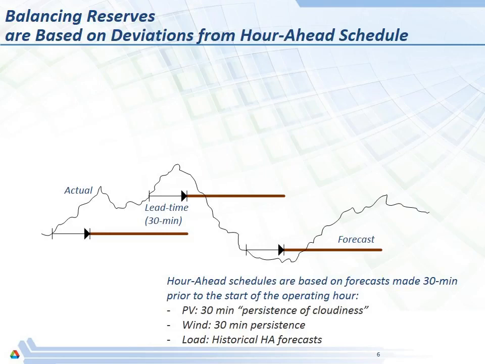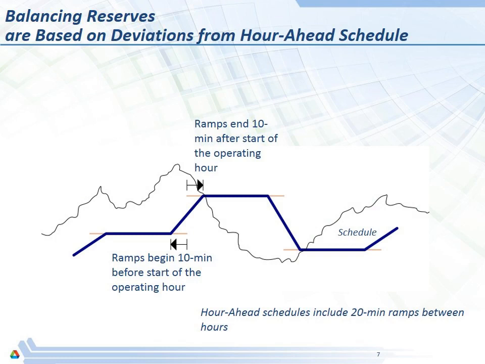So what we learned was that hour ahead schedules are set largely at least 30 minutes prior to the operating hour. This schedule is based on a forecast of where they expect generation and load to be during the operating hour. So we have shown the different forecasts you might generate 30 minutes before the operating hour, and those forecasts aren't necessarily going to be accurate all the time. But that's what we're going to use to generate schedules. These blue lines show the schedule that might be generated, and that schedule will include a 20-minute ramp between each hour, but then during the rest of the hour, that schedule is flat.